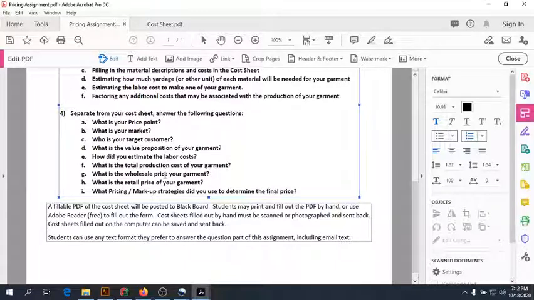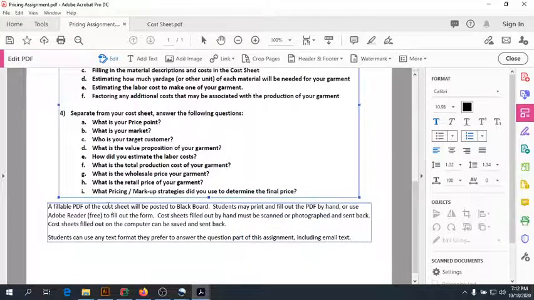Okay, so these will be right on your cost sheet. And now, what pricing or markup strategy did you use to determine these final prices? So pretty much, what was your markup percentage and how did you arrive at that conclusion? Okay.